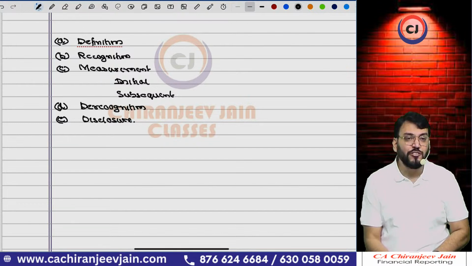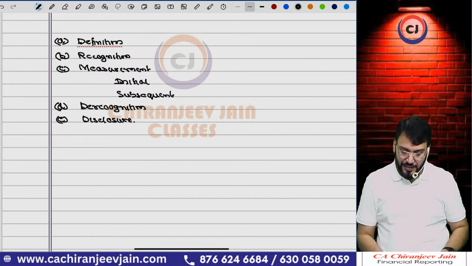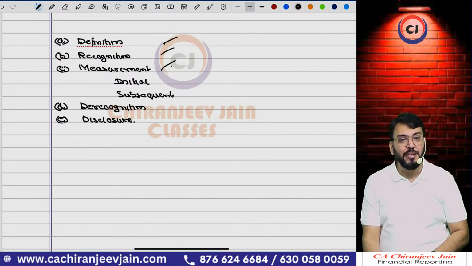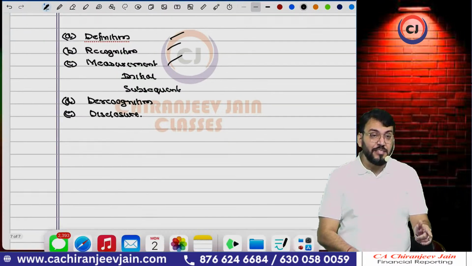Before that, there is one more point, scope. Scope normally I do at the end. Scope of that particular Ind AS. So definition, recognition, measurement, derecognition, then disclosure. So definition we have understood.